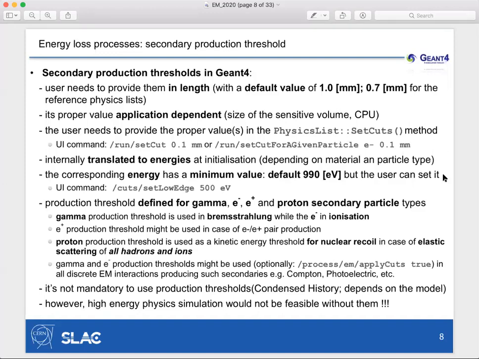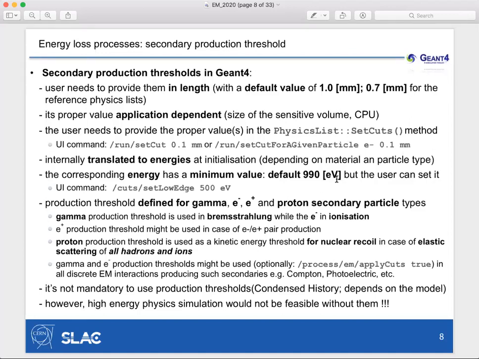I would not recommend to go down. I would even recommend to go a bit up if you want to be more correct, actually. But of course, if you have a good reason and you know why, you can lower this secondary, minimum secondary production threshold energy.